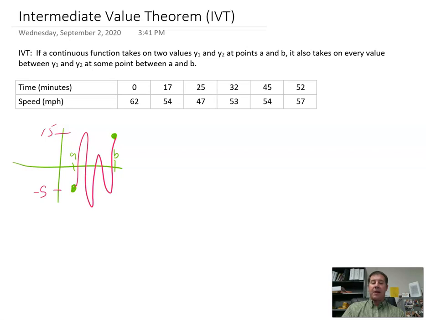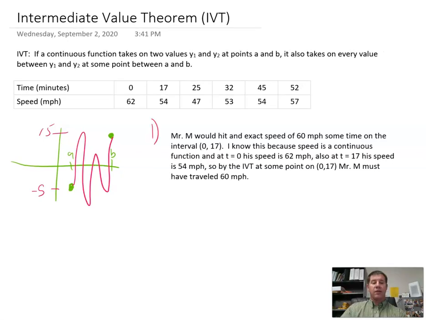I'm going to pause this here in a second, and I'm going to write up my answer because when you use the intermediate value theorem, it is going to be a bit wordy, and there's going to be some things that you must state. Okay, so let me write up my answer while you think of yours, and we will continue on. Okay, so here's what your justification or your answer should look like. Hopefully you got that I hit 60 miles per hour sometime on the interval from 0 to 17.